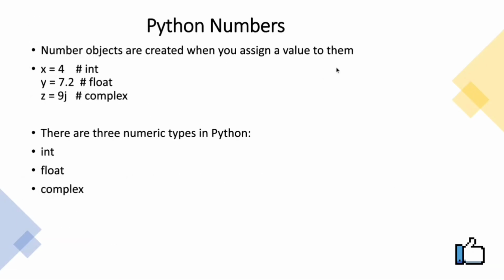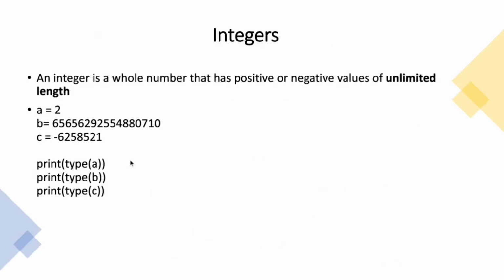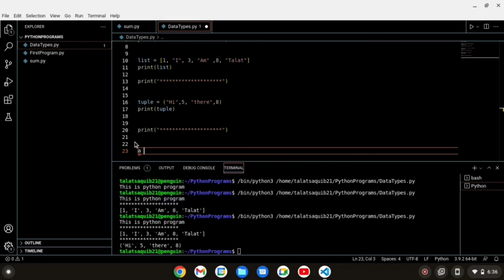Let's talk about Python numbers. Number objects are created when you assign a value to them. These are the Python numbers: x is equal to 4, which is an integer value, and y is equal to 7.2, which is a float value. Let's talk about integers. An integer is a whole number that has a positive or negative value. For example, a is equal to 2, which is an integer value, and b is equal to 6565. These are numeric values.